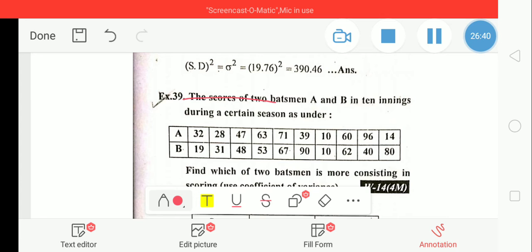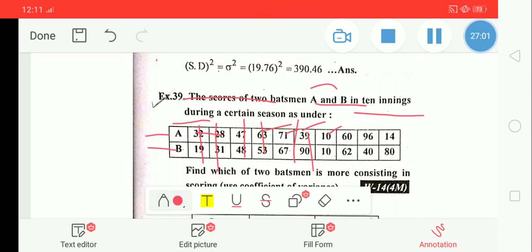The score of two batsmen A and B. Here A and B are two batsmen. In 10 innings during a certain score as under. Here A and B are two batsmen, and here the score of 10 innings is given, 1 2 3 4 5 6 7 8 9 10, of both.